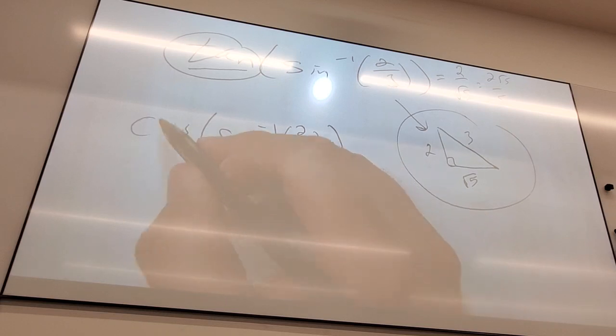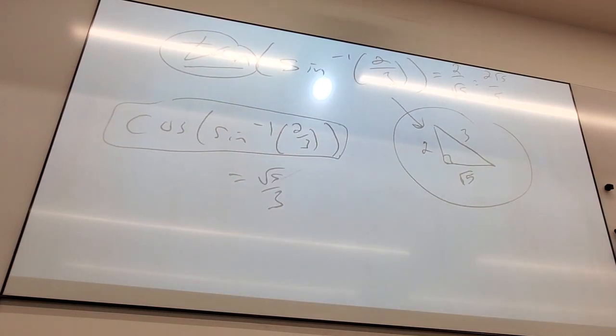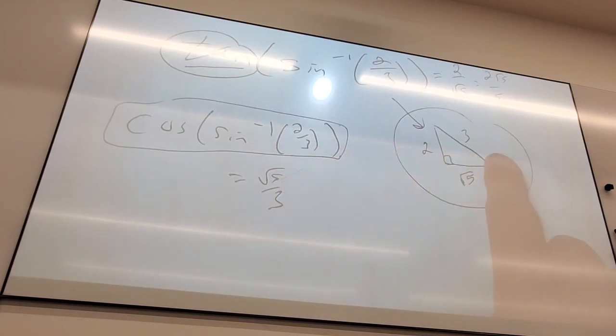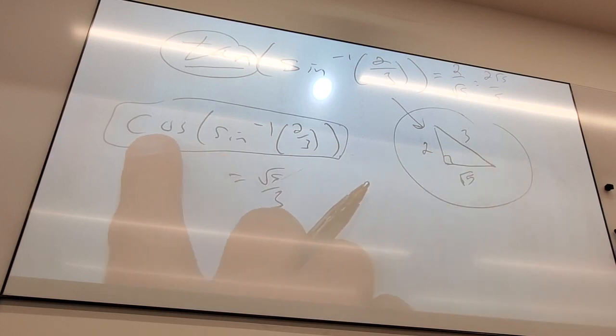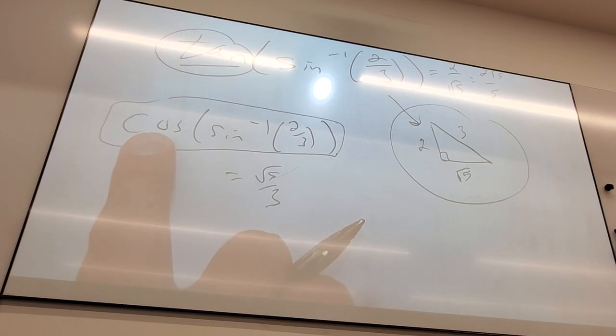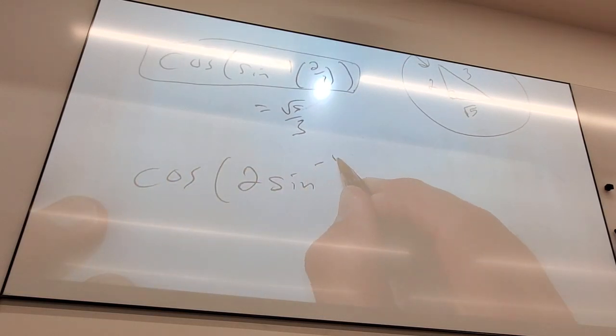Do you understand how any problem I give you like this needs to be relatively easy? You can draw the triangle, you can put the numbers in the right place, you can figure out the other side, and you can answer that question. That's all it takes for any of those kind of questions: trig of inverse trig of something. So what if instead the question would have been this?